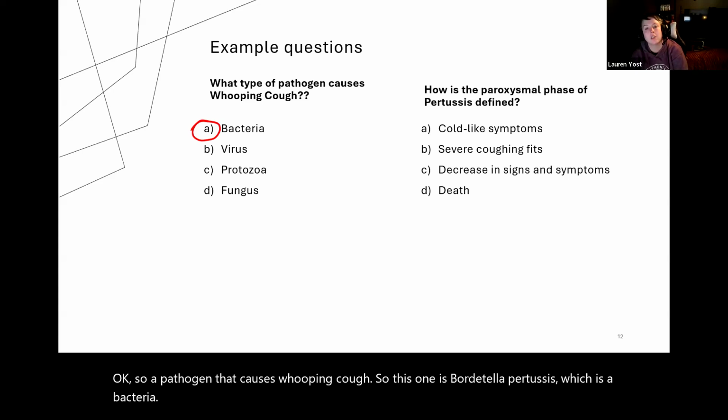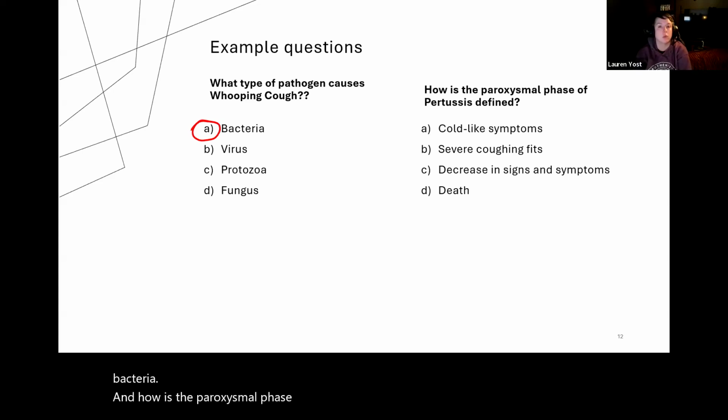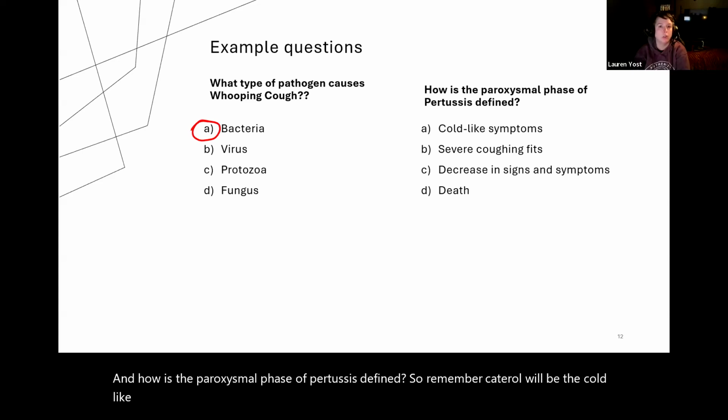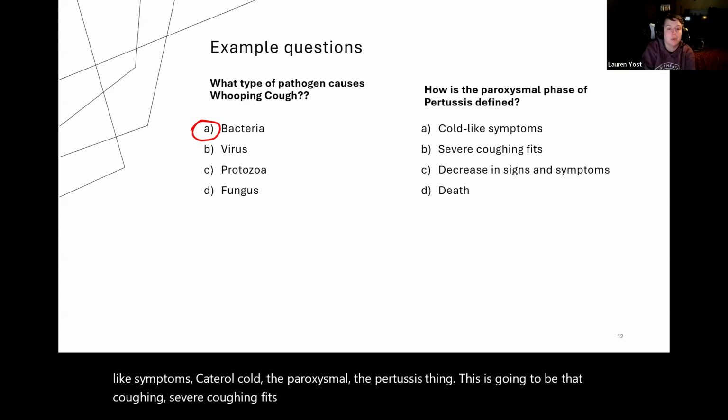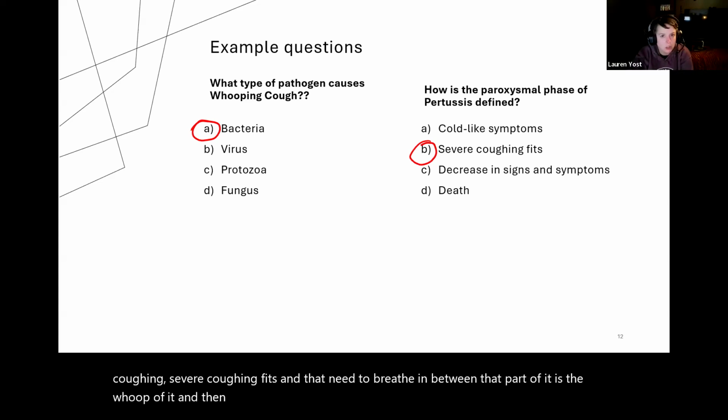And how is the paroxysmal phase of pertussis defined? So remember, catarrhal will be the cold-like symptoms, catarrhal cold. The paroxysmal, the pertussis thing, this is going to be that hardcore coughing, severe coughing fits, and that need to breathe in between that. That part of it is the whoop of it. And then we had the convalescence, which convalescence always means the recovery part of the disease.